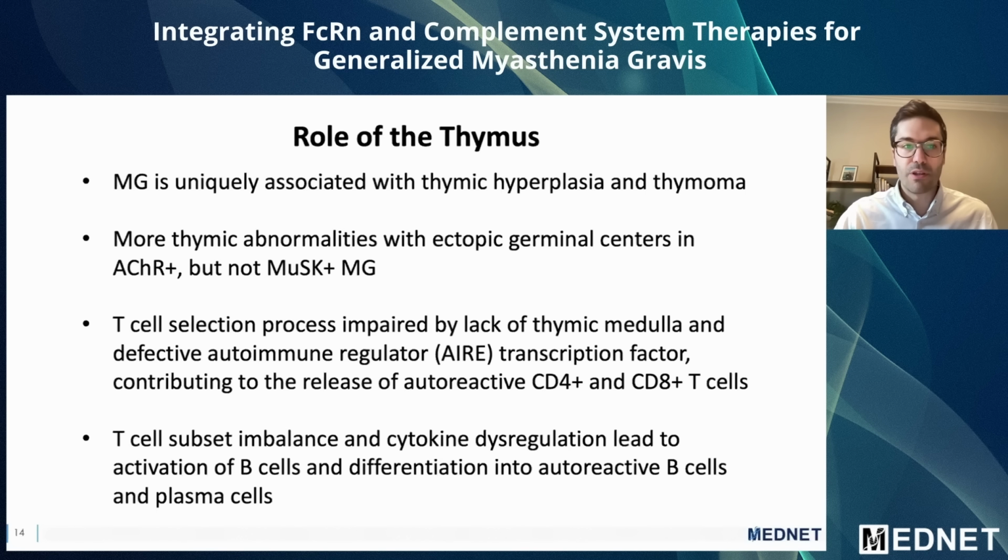Now, it starts with an impaired T cell selection process. There's been found to be lack of thymic medulla and a defective autoimmune regulator, or AIRE, transcription factor, contributing to the release of autoreactive CD4 positive and CD8 positive T cells. So this T cell subset imbalance, along with cytokine dysregulation, leads to activation of B cells and differentiation into autoreactive B cells and plasma cells.